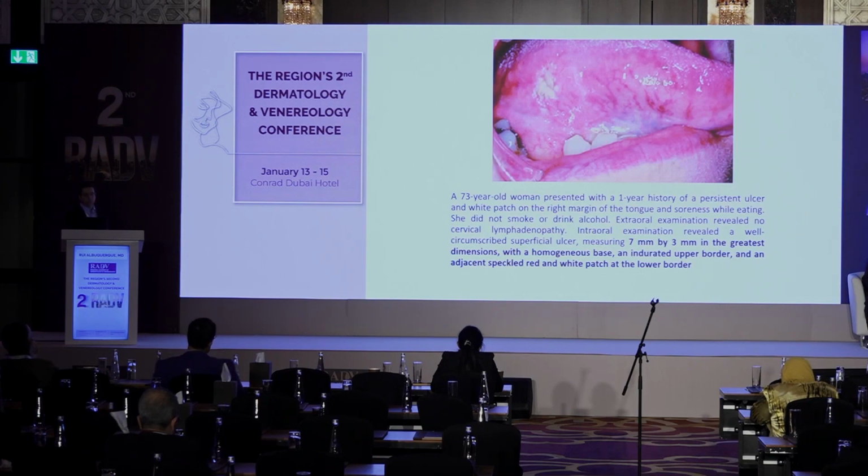A 73-year-old woman presented with a 1-year history of a persistent ulcer. No extra-oral abnormalities. But when you look at it, you can see a homogeneous yellow ulcer. From a clinical appearance it looks okay because it's quite homogeneous and well circumscribed. But on the lower part, you can see some white dots. So you call this kind of speckle, a mix of white and red. But on the upper part, which you cannot see, it was hard on palpation.